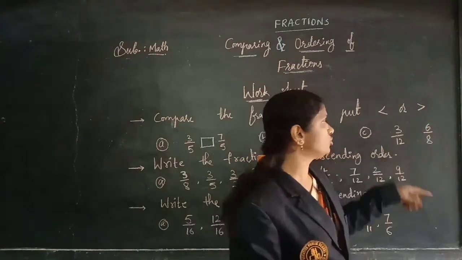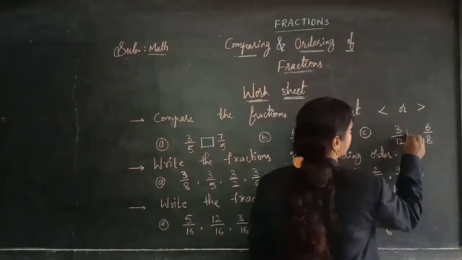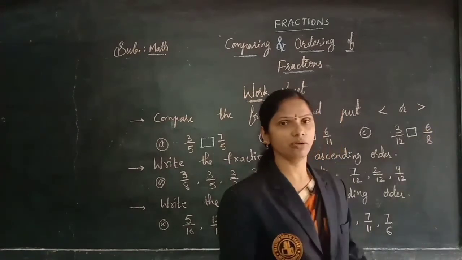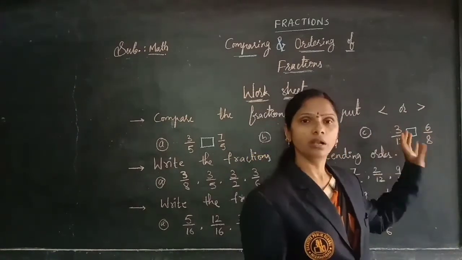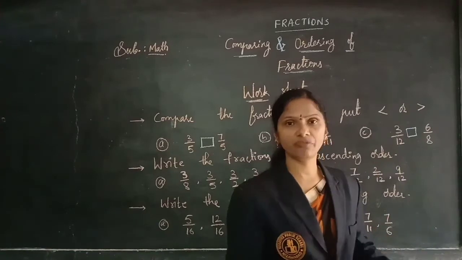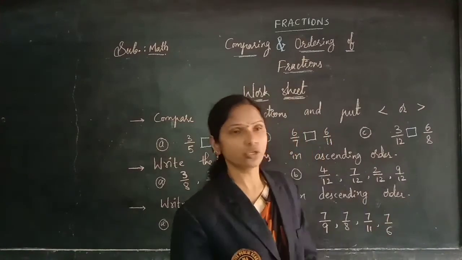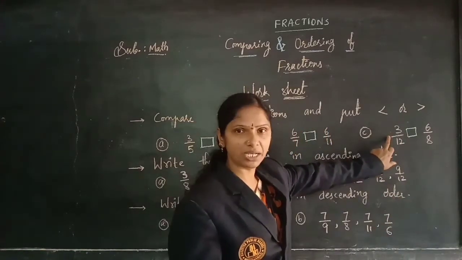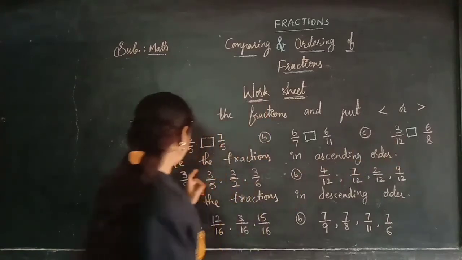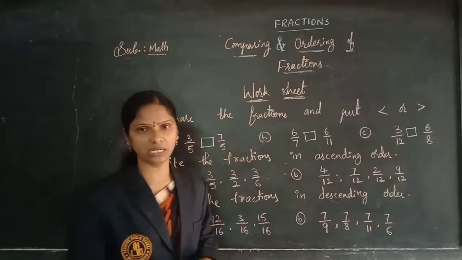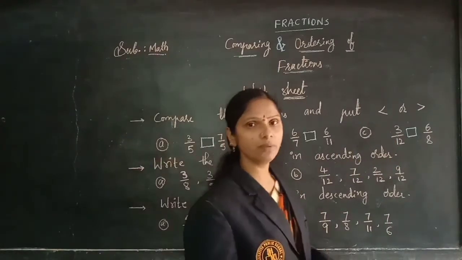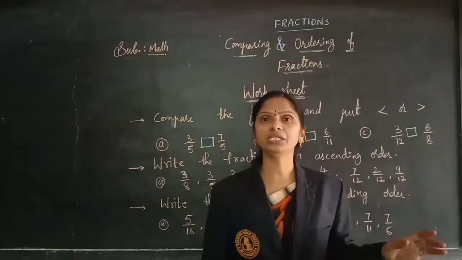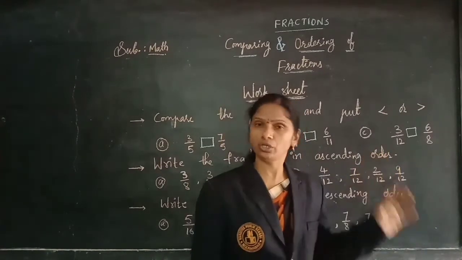So 3 by 12 and 6 by 8, children. This is a total unlike fraction pair, with different denominators and different numerators, so you need to use the cross multiplication method, children. Now coming to the second one: write the fractions in ascending order. Ascending order means we should arrange the given fractions from smaller fraction to bigger fraction.